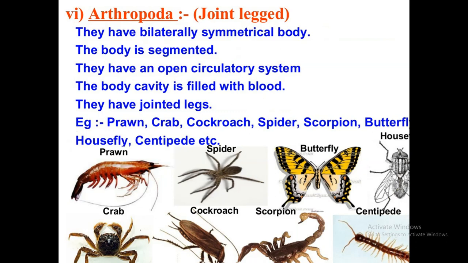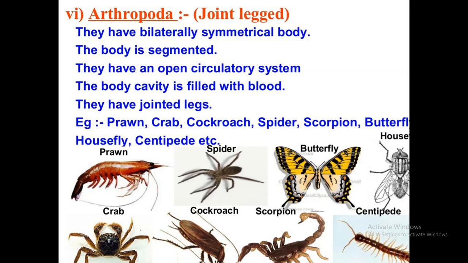Then comes arthropoda. The special feature of arthropoda is that they have jointed legs. Jointed appendages are present in them, and that's why they are given the name arthropods. Poda is the word always used for the leg, so they have jointed legs. That's why the term arthropoda is given. They also have bilateral symmetry, and the body is also segmented.